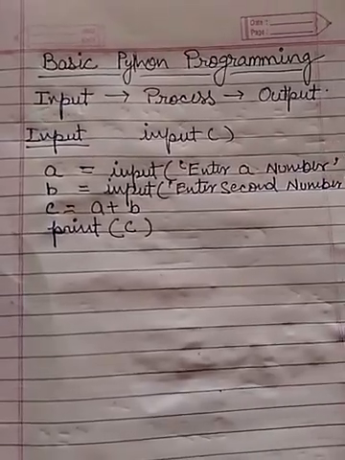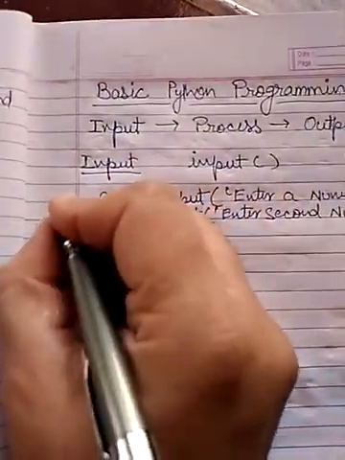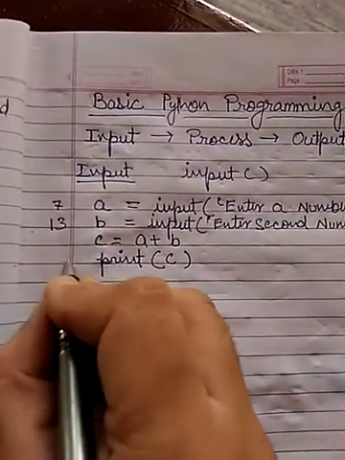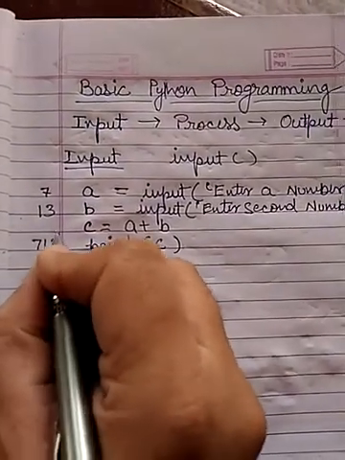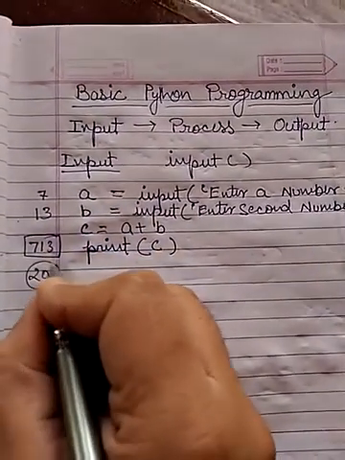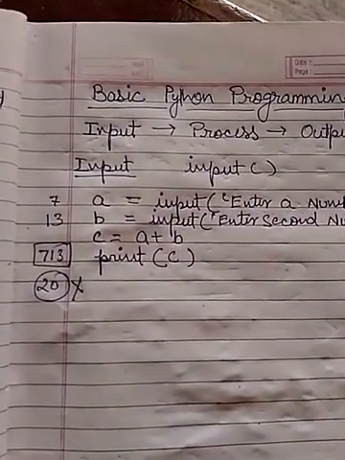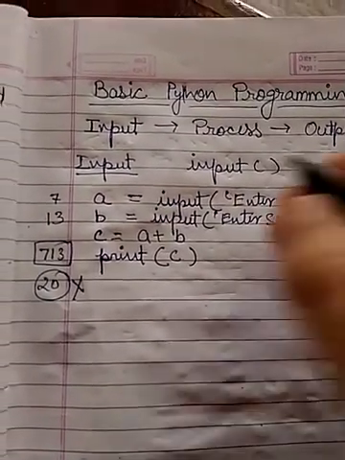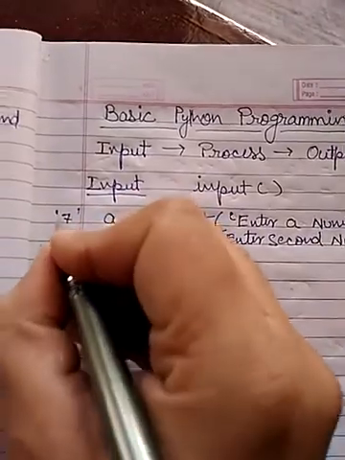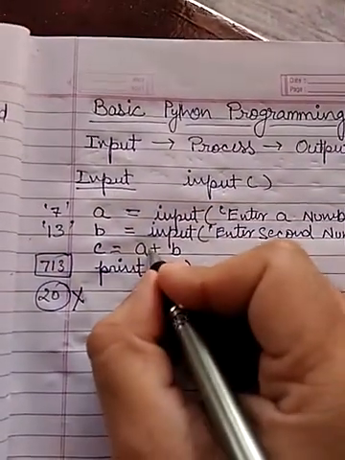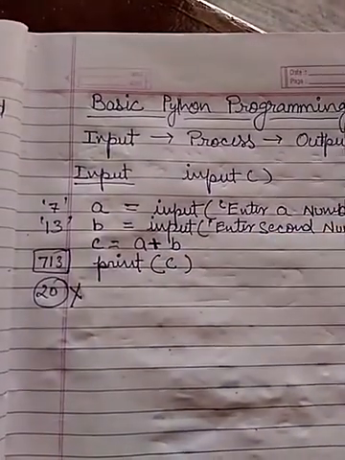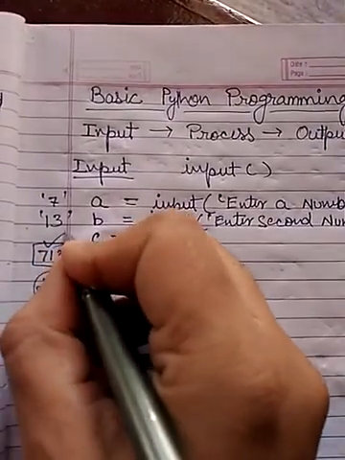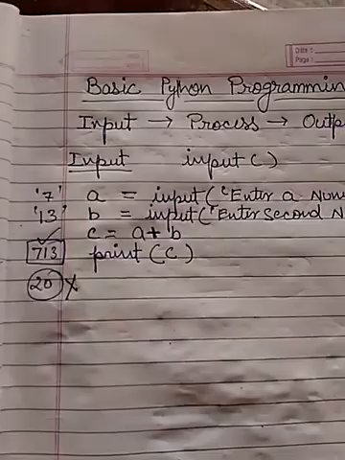So suppose user gave 7, here user gave 13, then the output will be 713, not 20. Why is it so? Because I have told you earlier, Python reads everything in the form of a string. Here 7 is a string, 13 is a string, and here plus performs the work of concatenation. That's why it is concatenating 7 and 13. That's why it is giving this 713, not 20.